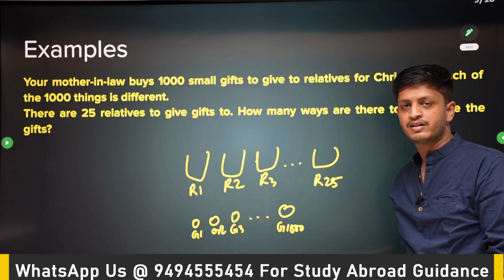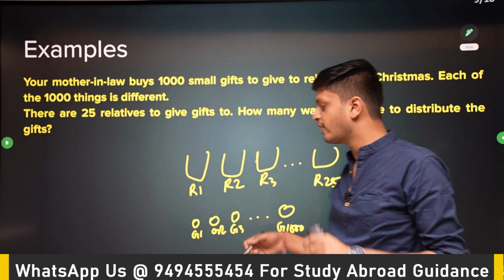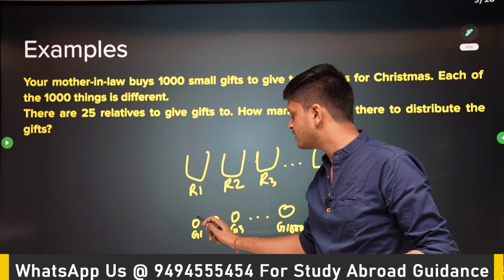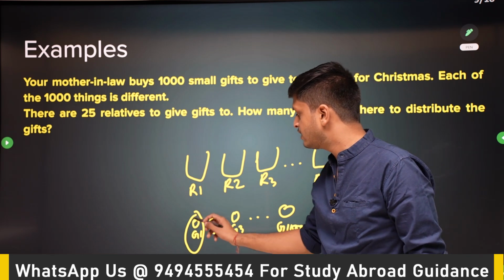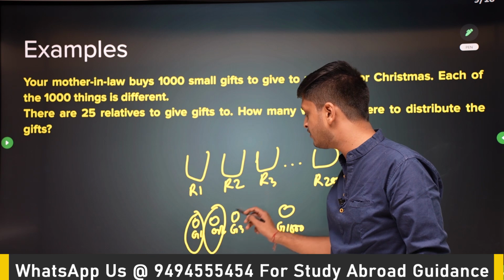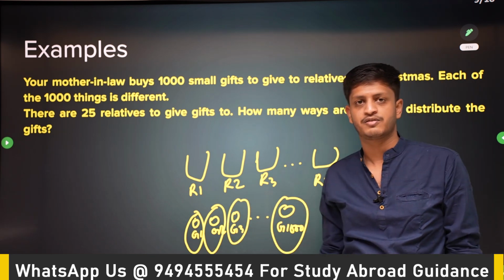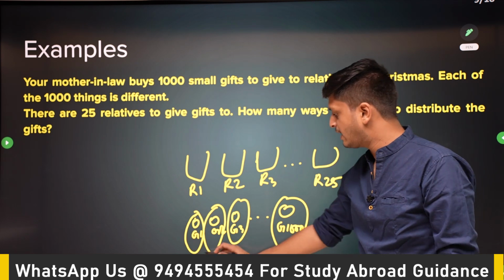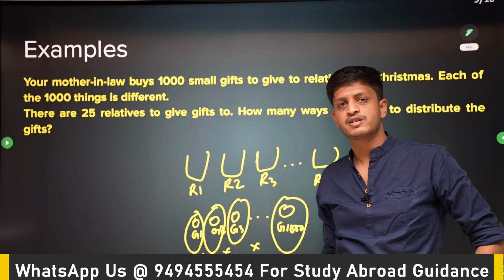So how to solve it? Any relative can get any number of gifts. So solve it this way, okay? Solve it using the rule of product. Distribute the first gift, and then distribute the second gift, and then the third gift, and so on, up to the 1,000th gift. So, in how many ways can I distribute the first gift?